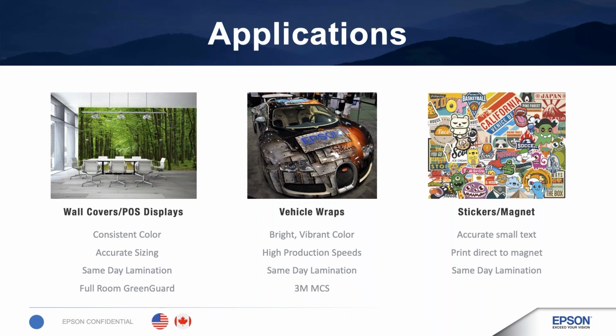Now, like I was talking about stickers and magnets, with stickers and magnets you're going to have small accurate text, which is important. You're going to be able to print directly to the magnet because of how we engineered our machines. The back of the magnet's not going to actually stick to anything, and you can run it. And again, the same-day lamination. Now, all of this whole solution, we had all this in mind. The Graphtec cutter is a very powerful cutter to really help facilitate all of these applications.